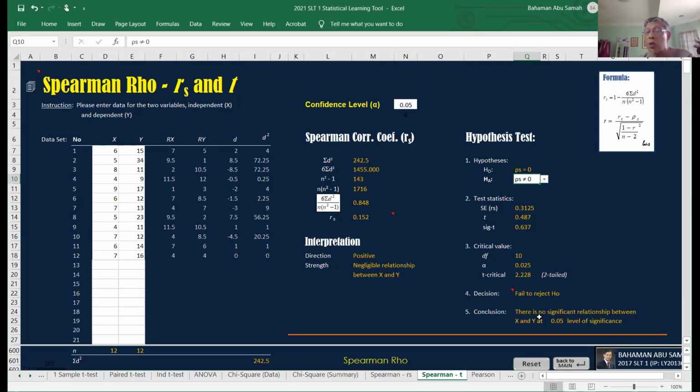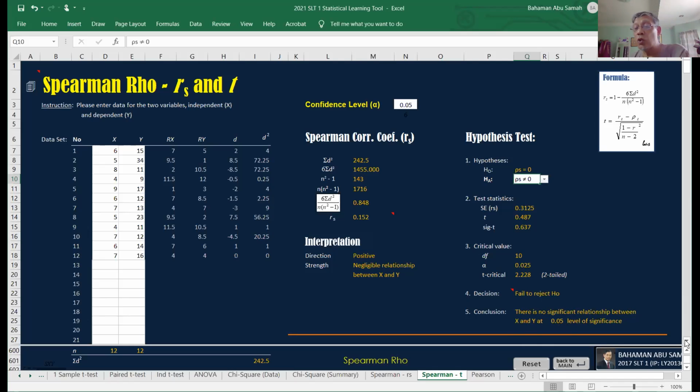When we fail to reject, what can we conclude? There is no significant relationship between working environment and work commitment at 0.05 level of significance. We don't state 0.025 because 0.025 is only used to determine the critical value for manual calculation. But we just set our alpha, which in this case is 0.05. Therefore, the conclusion is there is no significant relationship between working environment and work commitment at 0.05 level of significance.